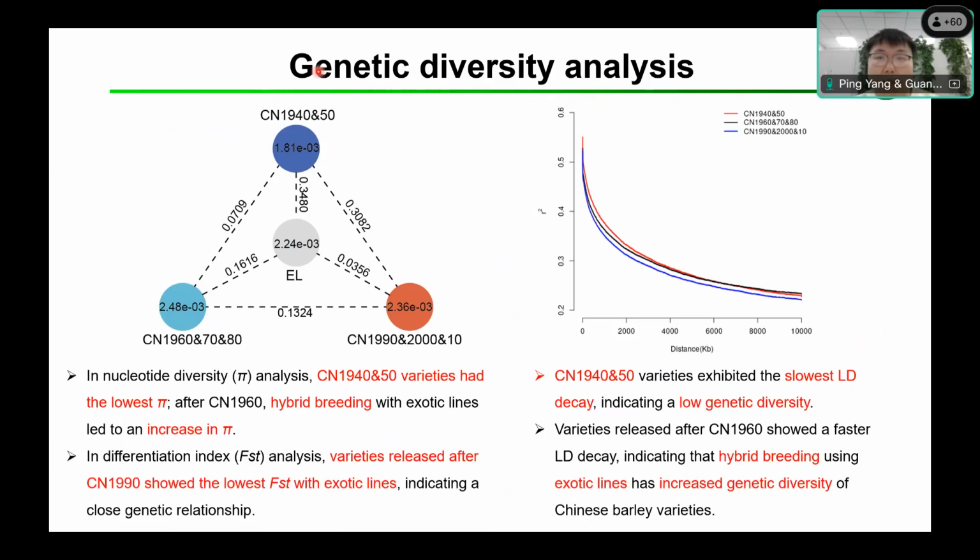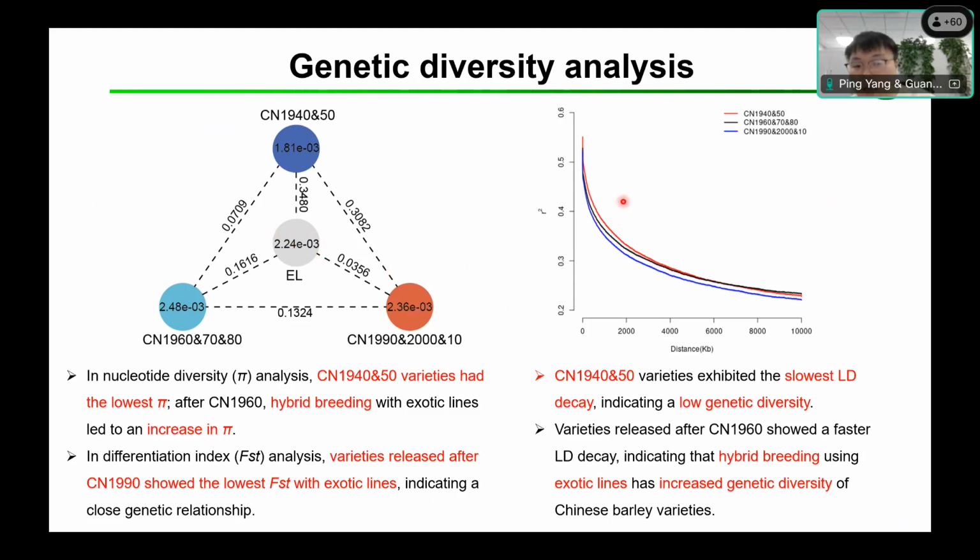In the genetic diversity analysis, we can see the C1940 and 50 varieties had the lowest nucleotide diversity. After 1960, hybrid breeding with exotic lines led to an increase in nucleotide diversity. In the differentiation index analysis, the varieties released after 1990 showed the lowest FST with exotic lines, indicating a close genetic relationship between the two groups.